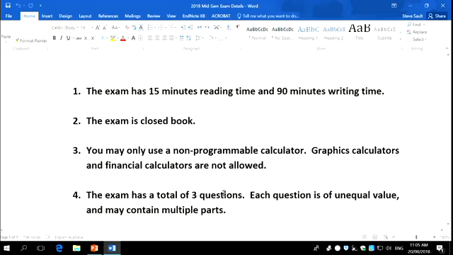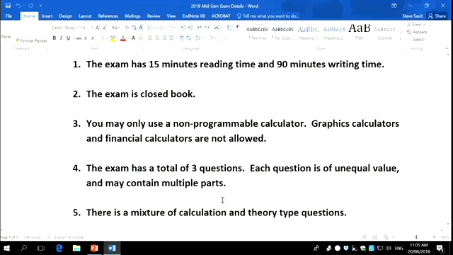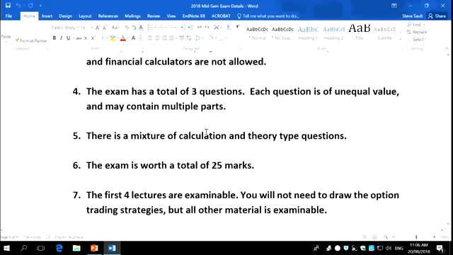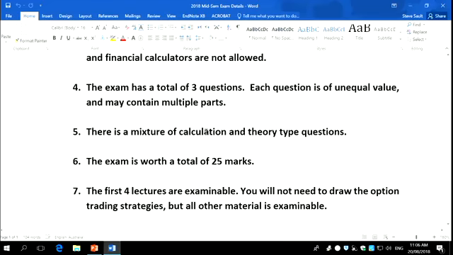There are 3 questions. Each question has unequal value, and in fact, all contain multiple parts as well. There's a mixture of calculation and theory type questions. Most of the questions are calculation type. The exam's worth 25% of your assessment, so it's also worth 25 marks. And the first 4 lectures are examinable. Today's lecture will not be in your exam, but the first 4 weeks are examinable.